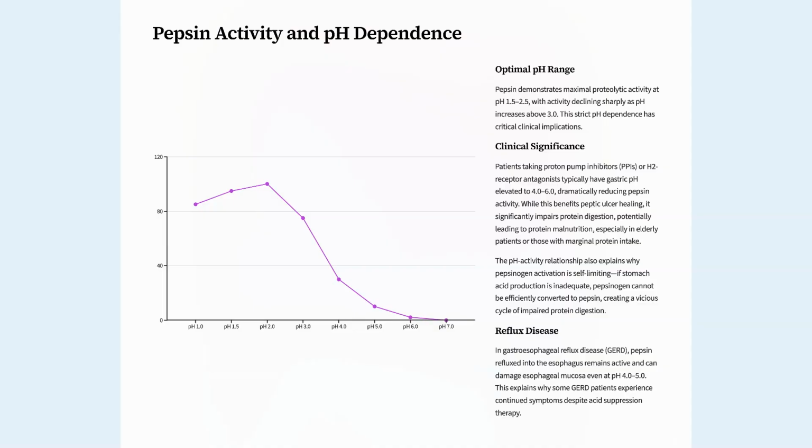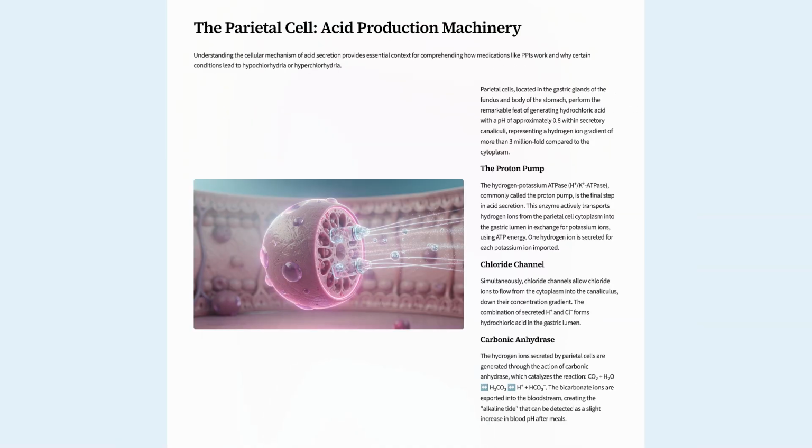when acid reflux occurs. The parietal cell is the acid production machinery of the stomach. These specialized cells in the gastric mucosa contain proton pumps that actively transport hydrogen ions into the stomach lumen. The process requires significant energy and involves the exchange of hydrogen ions for potassium ions. Chloride ions are secreted alongside hydrogen ions to form hydrochloric acid. This sophisticated cellular mechanism can achieve a 1,000,000-fold concentration gradient.